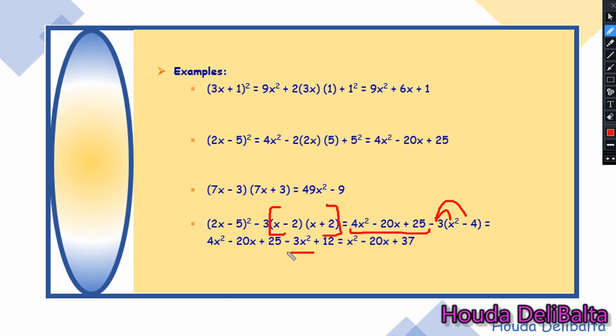And finally, I can add the similar monomials, which are 4x squared and minus 3x squared. Then I will get x squared, minus 20x is kept as it is. Now adding 25 with 12, I will get 37. And here is the final answer of this one.